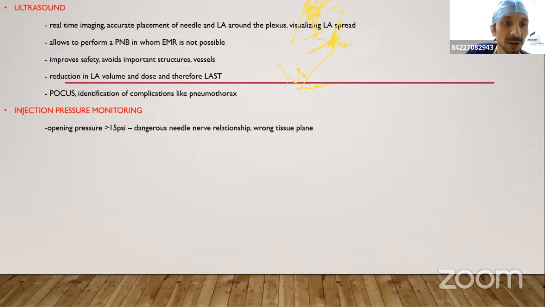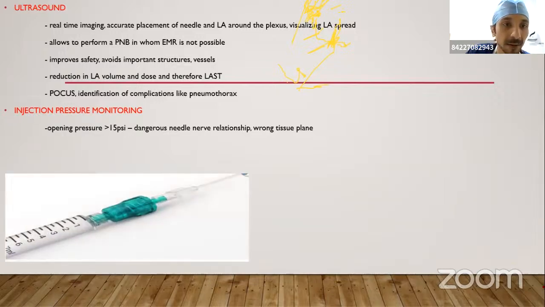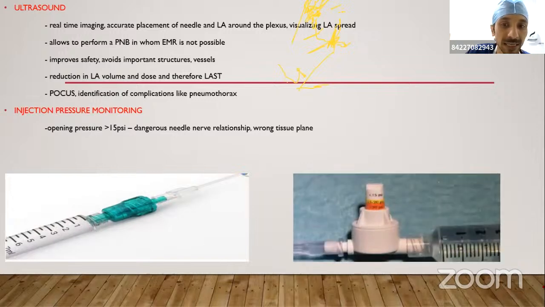If the opening pressure of the injection pressure during injecting a local anesthetic exceeds 15 psi, that means we are dangerously in close contact with the nerve, and then we should stop injecting. There are two companies, B. Brown and P. Jung, who are supplying the pressure monitors. The first one is the nerve guard, where the nerve guard would not allow the syringe to inject the local anesthetic if the pressure exceeds 15 psi.